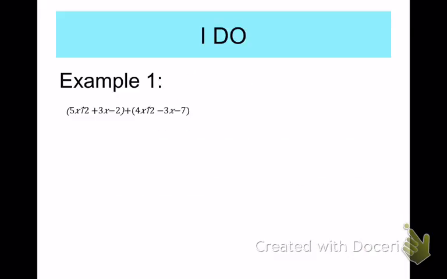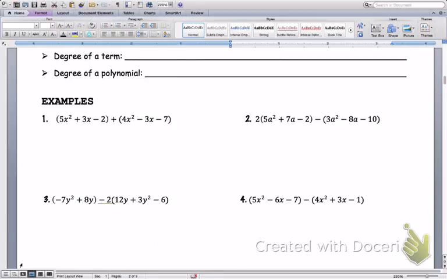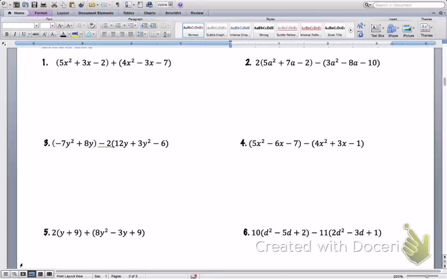So let's go ahead and look at example number 1. Let's go to the actual notes. I'm going to go ahead and do examples numbers 1 through 6. So let's look at example number 1. We have two polynomials being added. Again, the reason I know they're added is because of this plus sign in the middle. And these are specifically two trinomials. It's got 3 terms and 3 terms. So we're adding two trinomials.